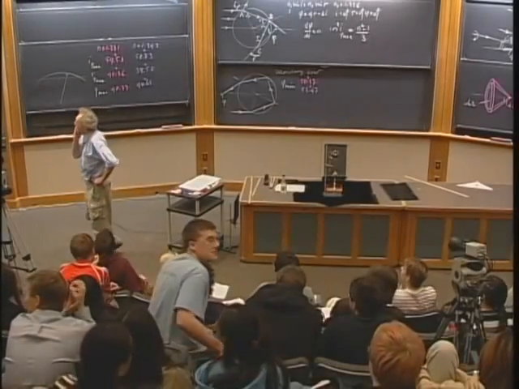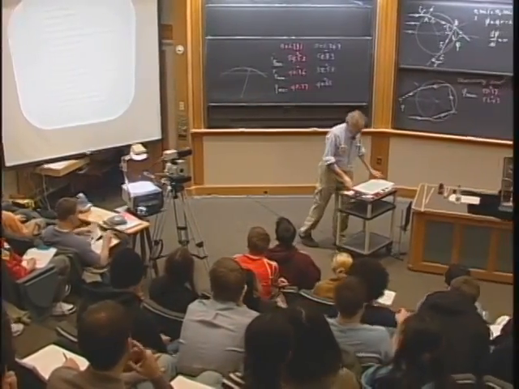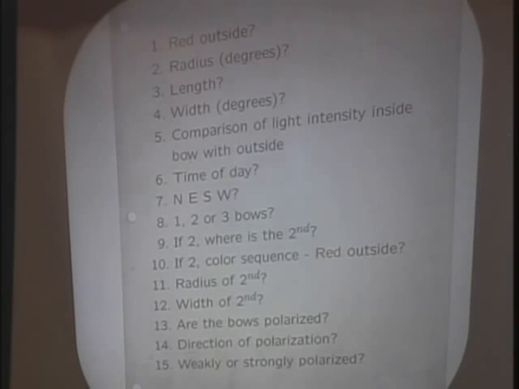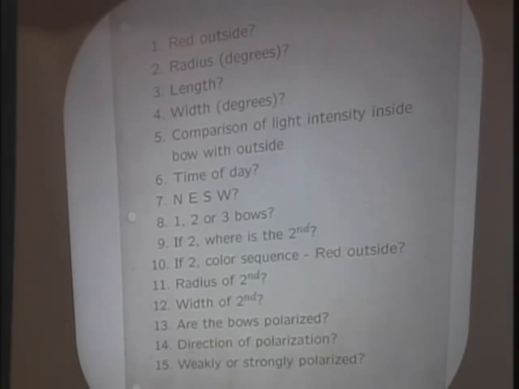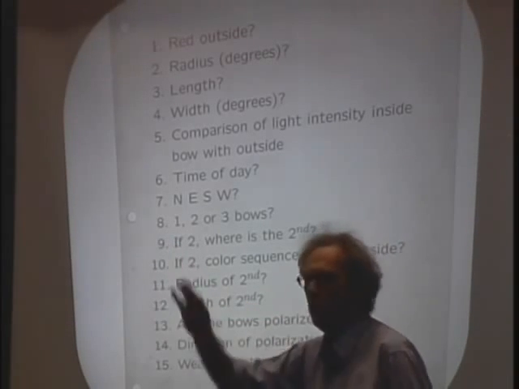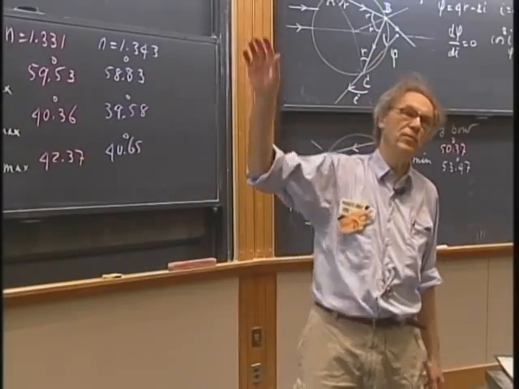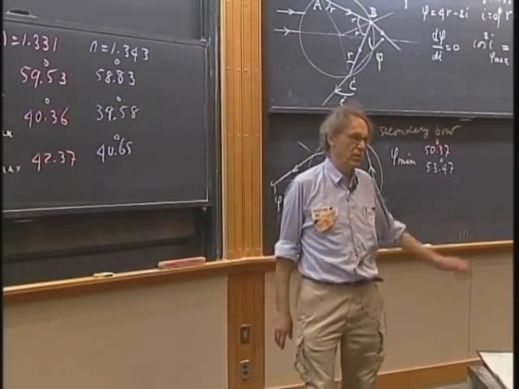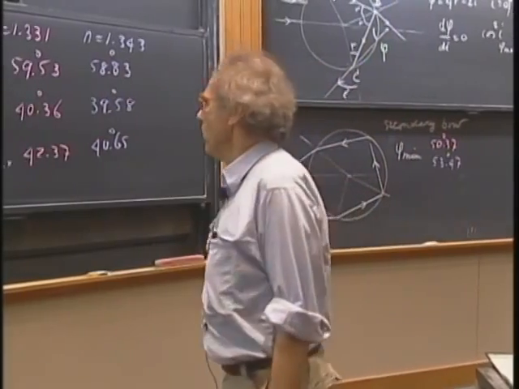All right, so here is your chance. Most of them, of course, are trivial for you now. Clearly, red is on the outside. The radius is about 42 degrees. You work through that quantitatively. And the length of the bow, yeah, that depends on where it's raining. I mean, if it's only raining there, you would only see a small portion of the rainbow, of course. And what is important is the elevation of the sun. The higher the elevation of the sun, the less rainbow you see. We just discussed that.